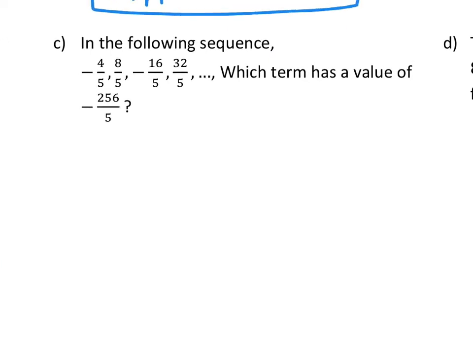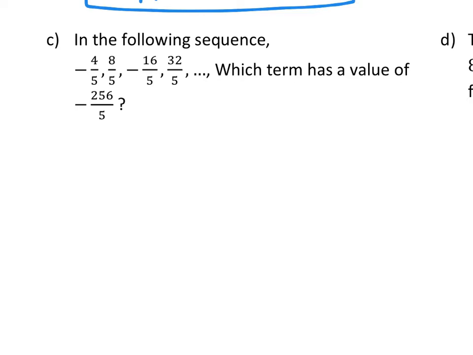Letter C. In the following sequence, negative 4/5, 8/5, negative 16/5, 32/5, which term has a value of negative 256/5? Well, I have negative, positive, so I know it's a geometric sequence. The common ratio looks like I'm multiplying by negative 2. Now, I don't actually have to write a formula. It doesn't ask me to. I want to know which term gives me negative 256/5. I'm simply just going to continue this pattern.